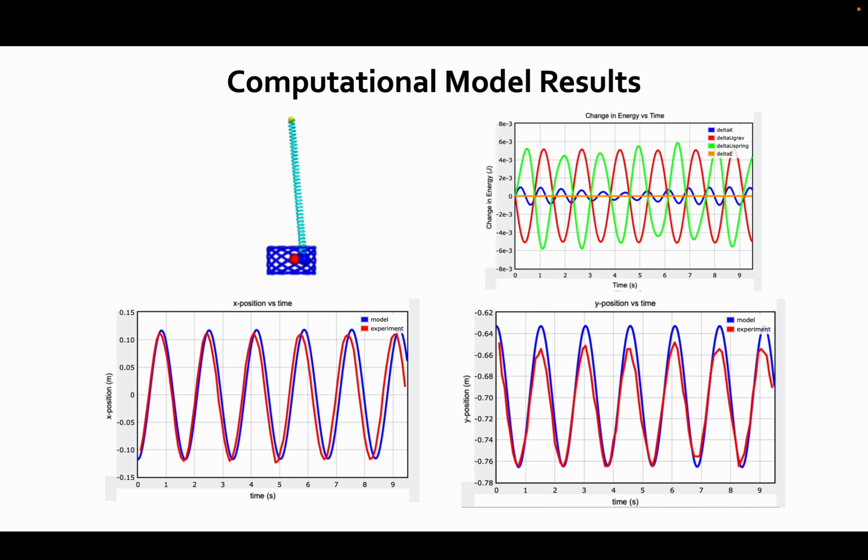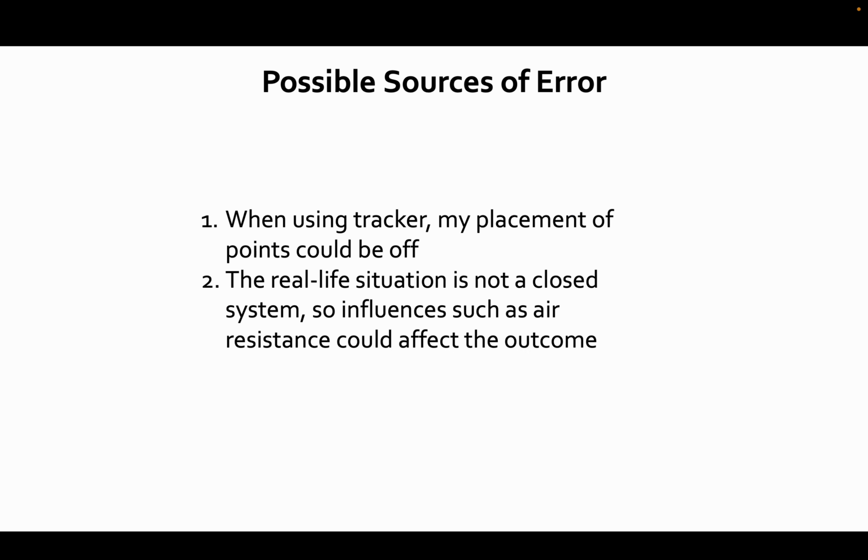Here the results of the simulation can be seen. We can see that the model motion in the x and y directions is perfectly oscillating. However, the experimental motion in the x direction is slightly off from the model, and the experimental motion in the y direction differs greatly from the model data when in the upward direction. The results of the model also show that all the different types of energies were conserved.